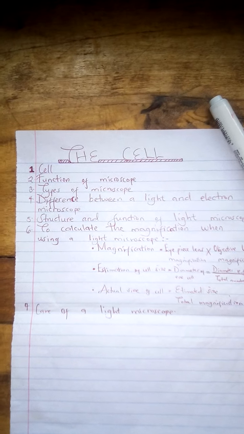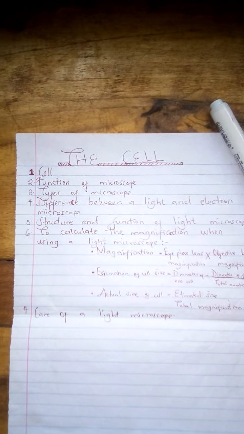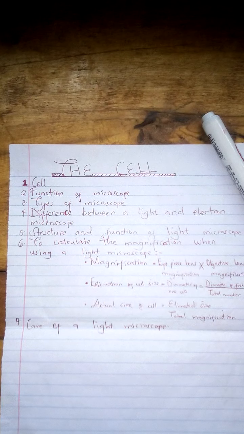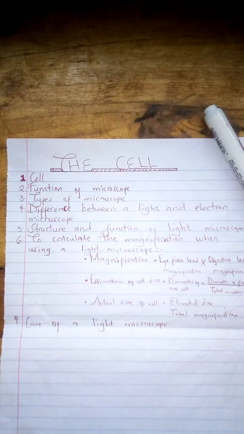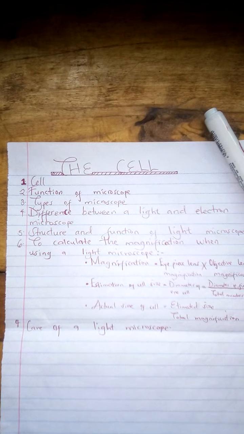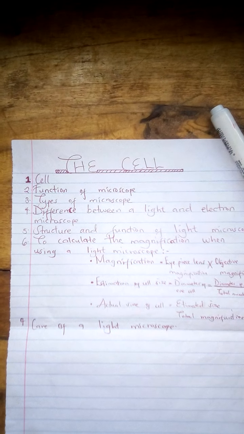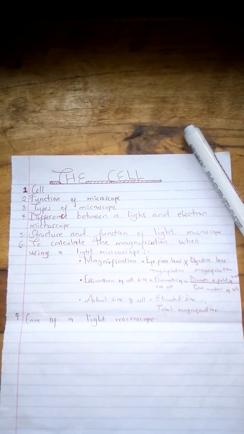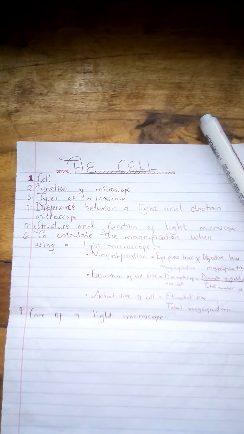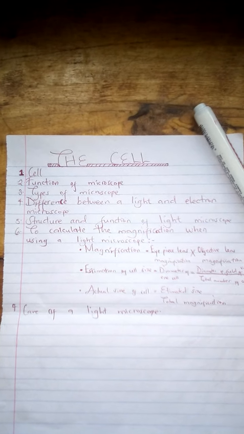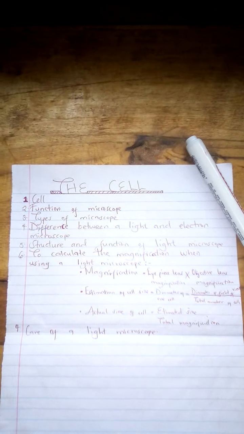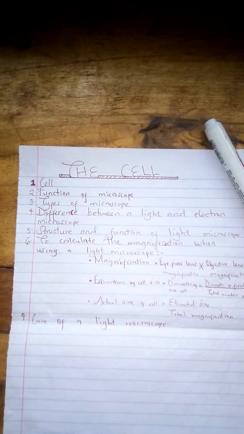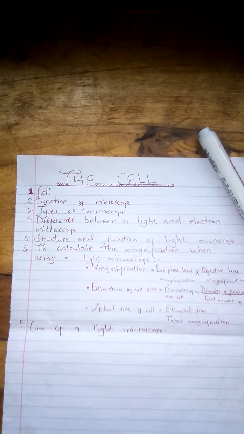A specimen viewed under a light microscope can be dead or alive, but a specimen viewed under an electron microscope must be dead. A light microscope has low magnification power, while an electron microscope has high magnification power. A light microscope has low resolving power, but an electron microscope has high resolving power. A light microscope uses glass lenses, but an electron microscope uses electromagnetic lenses. On a light microscope, the specimen is placed on an open stage, while on an electron microscope, the specimen is placed in a vacuum.